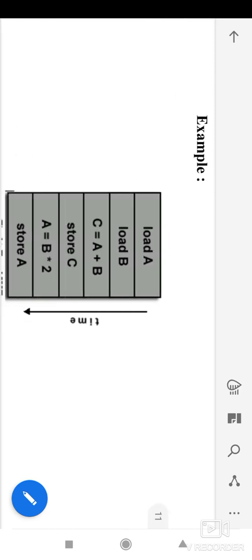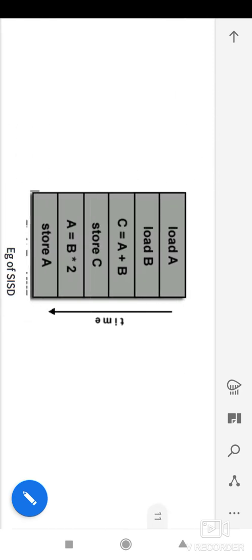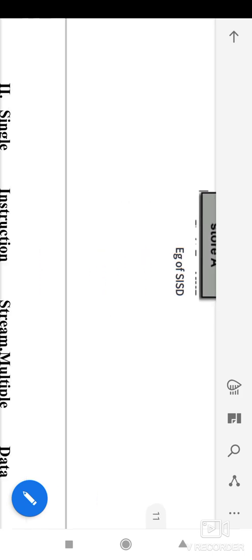Then next we have an example. As I told you, it supports only sequential execution. So first load the instruction, load A, then load B. Then operands A and B are loaded and the calculation is performed, that is A and B get added, C is equal to A plus B. Then the result is stored. Then A is equal to B into 2 and store A. So here after execution of one instruction, the next instruction gets executed.